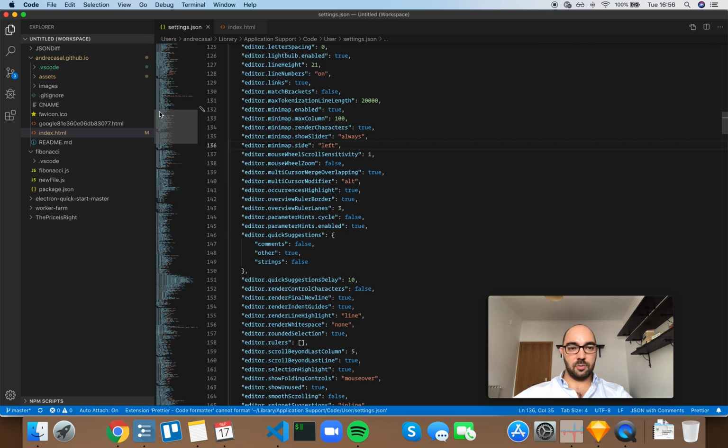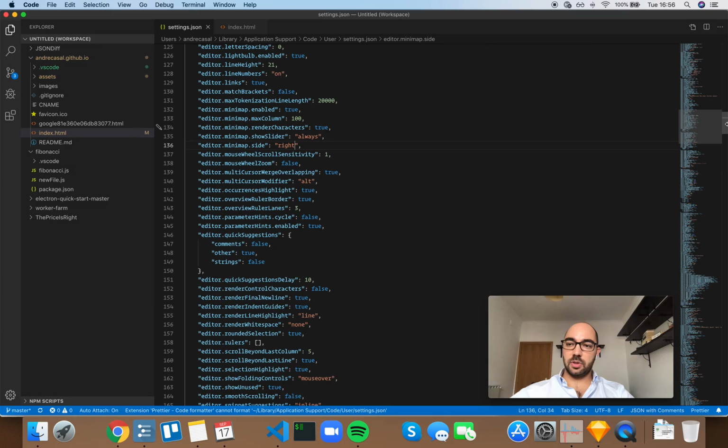this little what they call a slider, which is essentially the part of the code that you're looking at, and where your cursor is, which is this line right here, are separated. But if you have it on the right, they're put together, right?